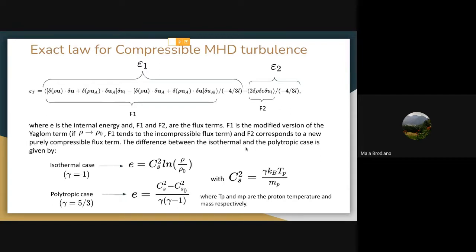So the difference between the isothermal and the polytropic model is given by the internal energy, where we have this expression for the isothermal case and this expression for the polytropic case, and where we call Cs the sound speed and Tp and Mp the proton temperature and the proton mass respectively.